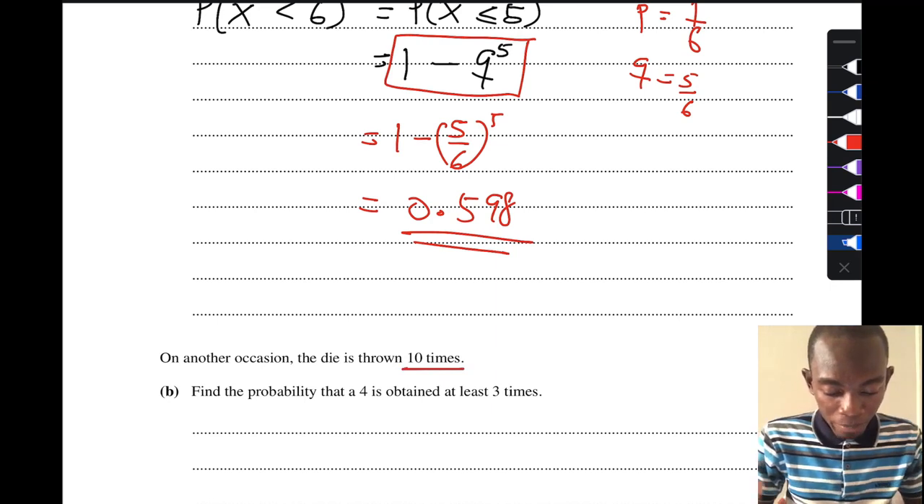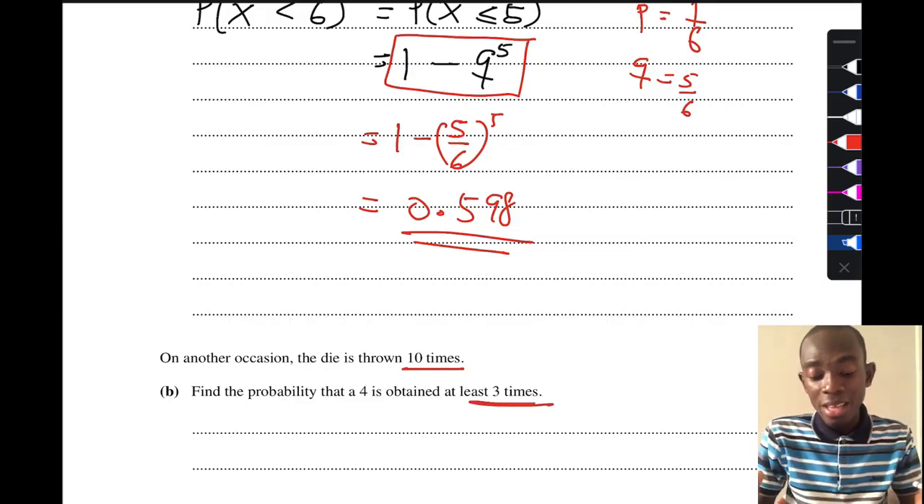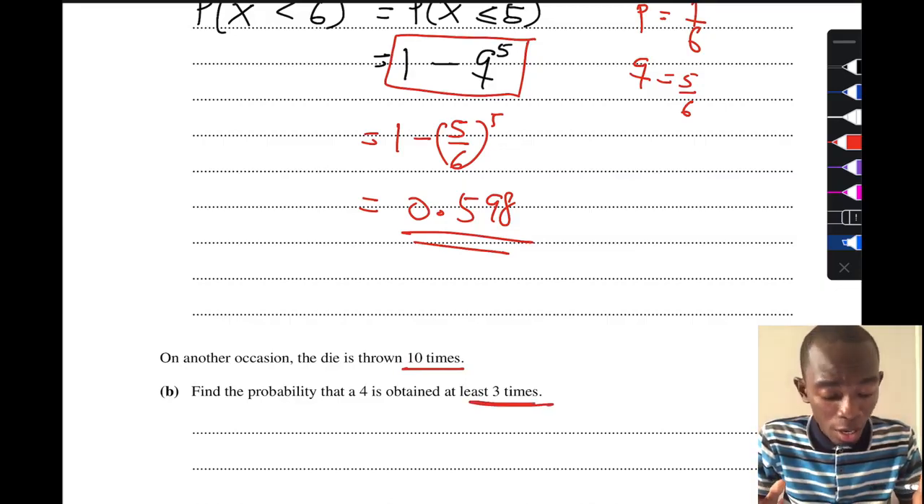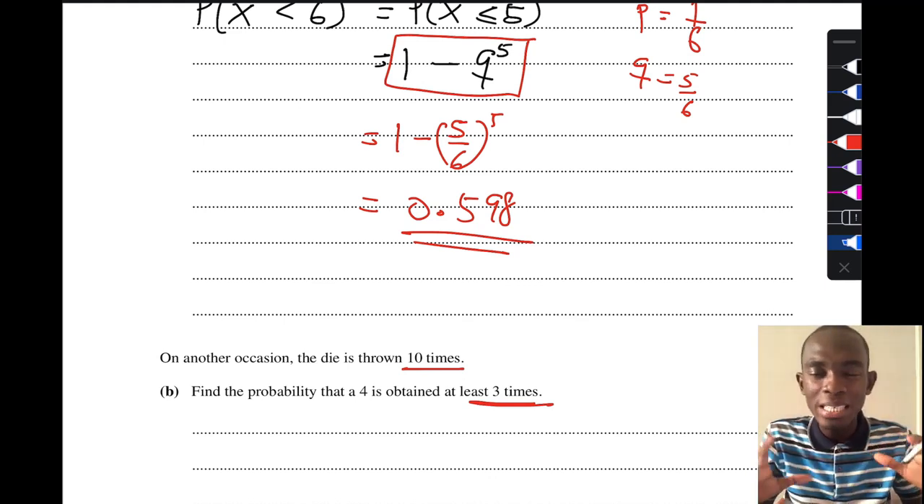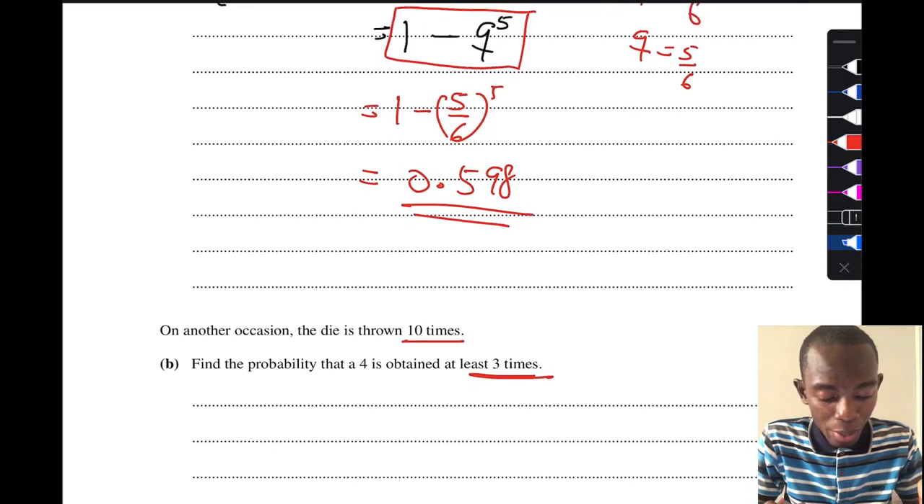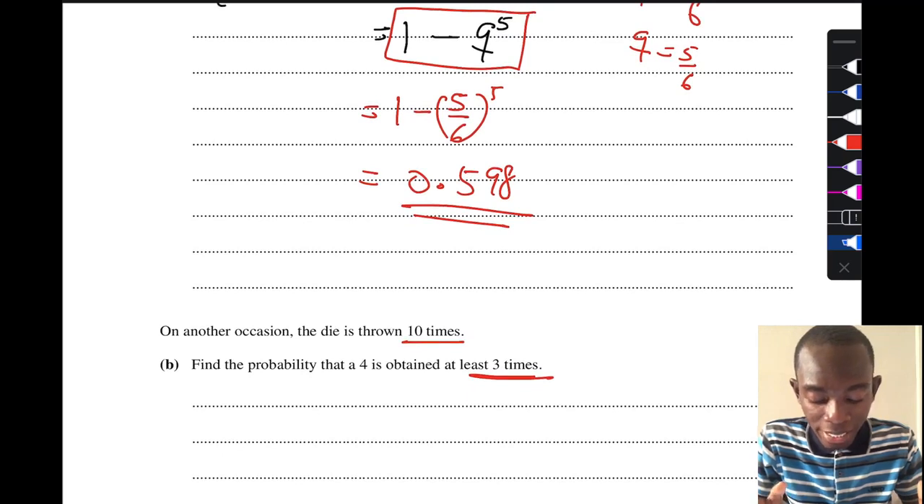Okay. Find the probability that a 4 is obtained at least 3 times. Now that is quite interesting. Once the die is thrown about 10 times, from the beginning to about 20, if I have an observation that is maybe from 1 to 20, that observation is more likely to follow what we call a binomial distribution. Okay, so be careful here. It says find the probability that a 4 is obtained at least 3 times.